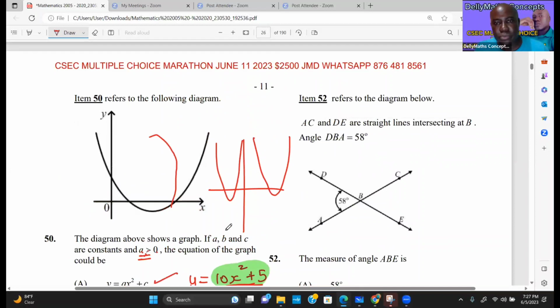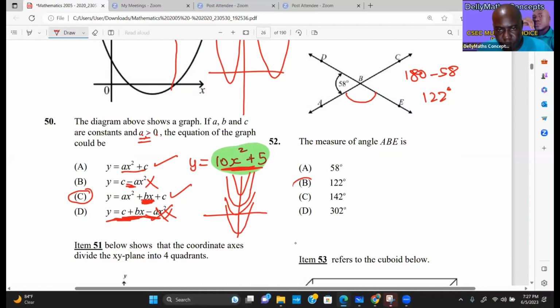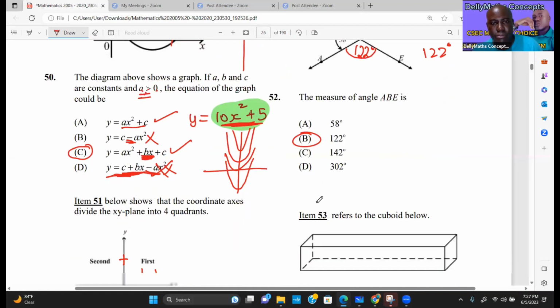Question 52. The angle measured ABE is a straight angle, 180. Take off that 58, and you get 122 degrees. A straight angle measures 180, so we are able to calculate it easily.